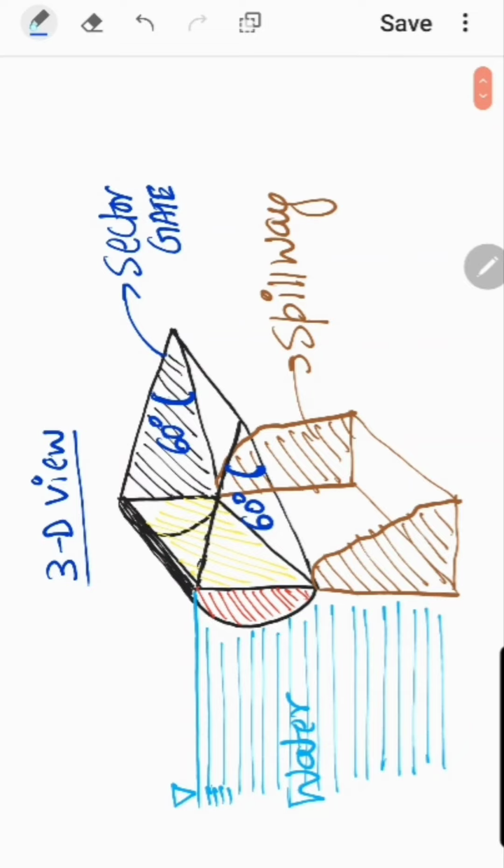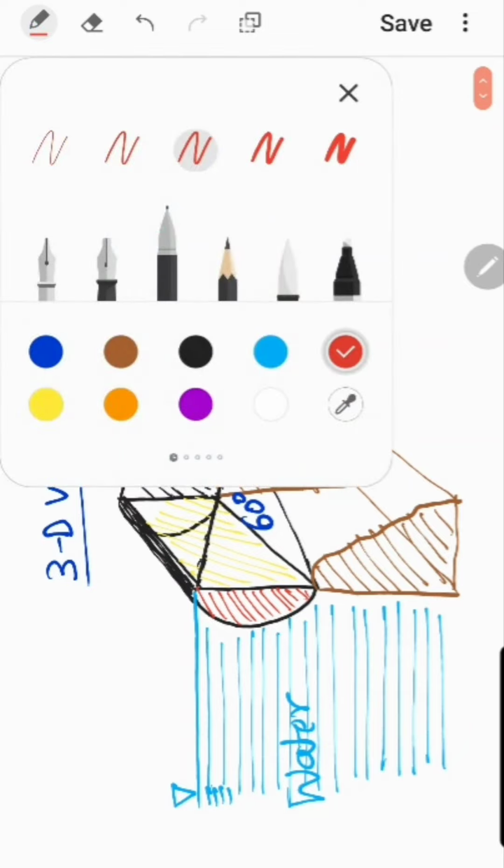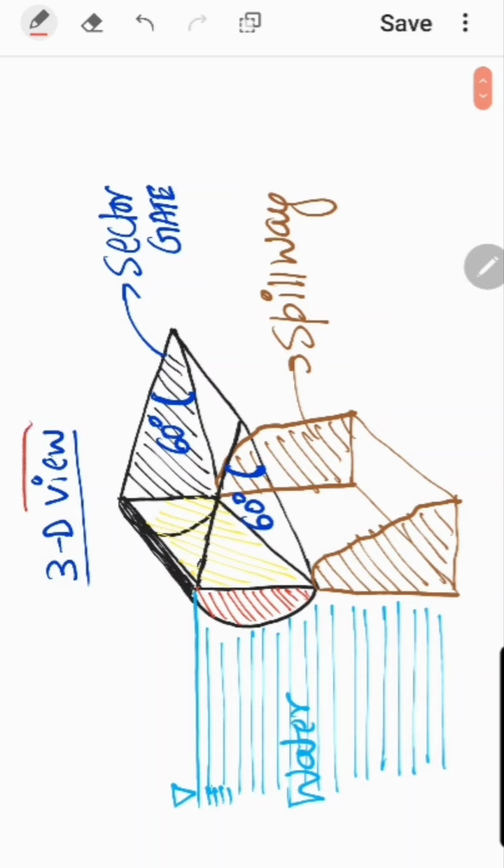First of all, I am showing a 3D view of this problem so that everybody can feel the problem in detail. So there is a sectorial gate having an angle of 60 degree, and this gate is kept over a spillway. As you can see, this is the spillway I have shown in the diagram. Now on the left hand side, this sectorial gate is completely submerged in water. So in this problem basically you have to find out the total hydrostatic force acting on this sectorial gate.